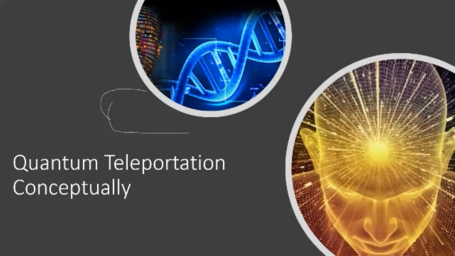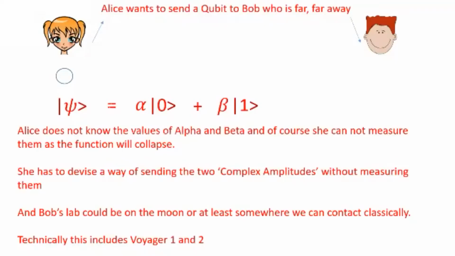Now, I say this is conceptually because what we're going to do in the first instance is pretend that it's all in the one laboratory. And so, for narrative purposes, I'm going to talk about what we would do in a perfect world. I'll explain that as and when we get to it. Okay, but Alice wants to send a qubit to Bob, who is very far, far away. So she's got her qubit here with the wave function on, with the probability of being 0 and the probability of being 1.